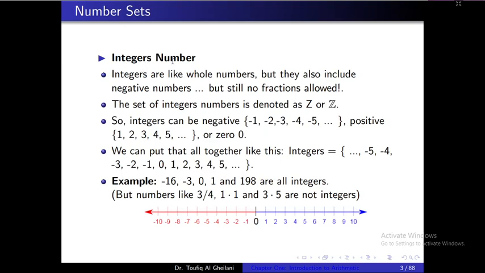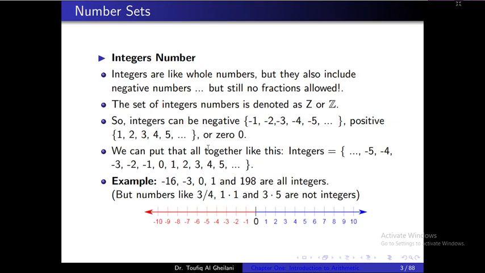Also, there are integer numbers. Integers are like whole numbers, but they also include negative numbers, but still no fractions are allowed. The set of integers is denoted by capital Z. So integers can be negative, -1, -2, -3, -4, -6 and so on, or positive, 1, 2, 3, 4, 5 and so on, and also include 0.